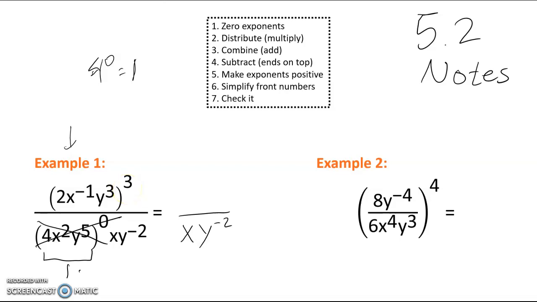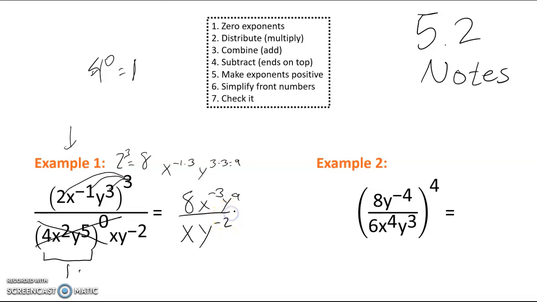So that's basically the first thing: look for zero exponents. Then we have the third power here. We distribute it to all of the terms. We get 2 to the third power, which is equal to 8, so we write in 8. X to the negative 1 power times 3 gives x to the negative 3 power. And then you have y to the 3 times 3, which is 9, so you're going to have y to the 9th power.